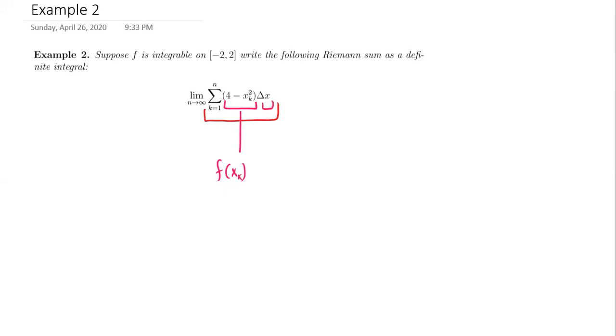This part here is the change in x, so the length of the rectangle. This meant that we have n subintervals. And of course, it's net area because we're taking the limit as n approaches infinity, which means we're taking infinitely many subintervals. So this is net area.